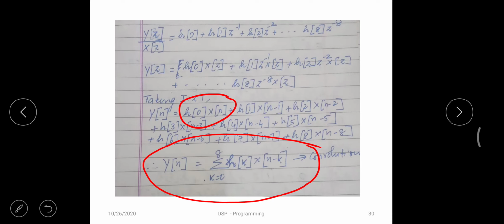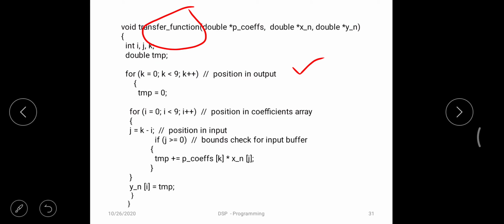So if I complete all this, I may get y of n is equal to h of 0 into x of n plus h of 1 into x of n minus 1 plus h of 2 into x of n minus 2 and so on, till h of 8 into x of n minus 8. Okay, so this is the C programming for realization of FIR filter.